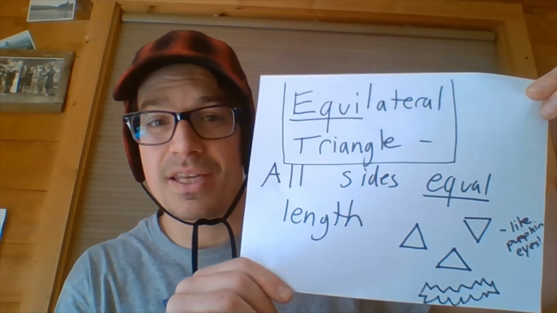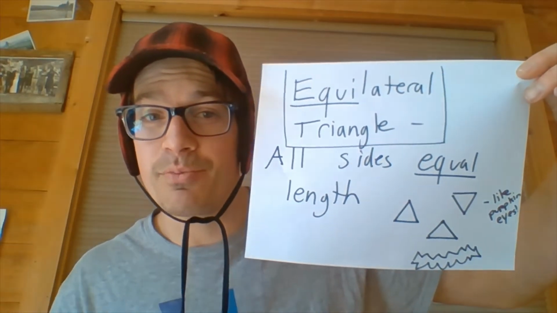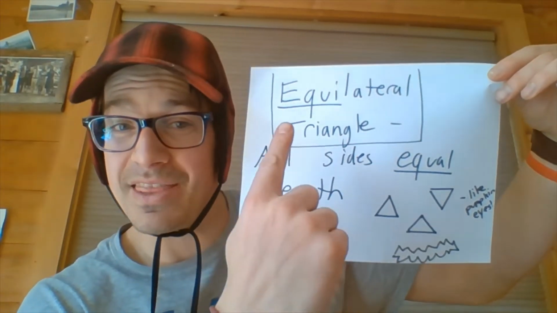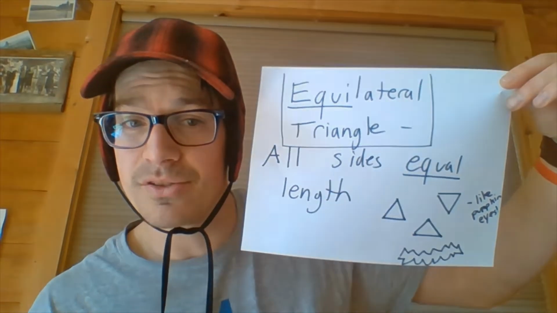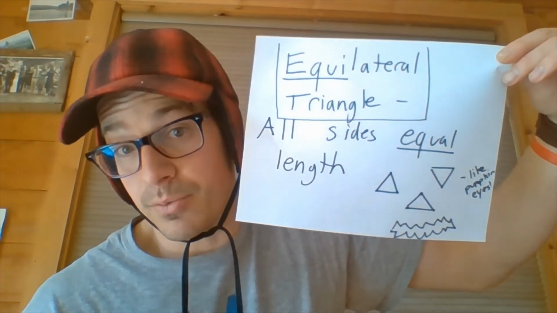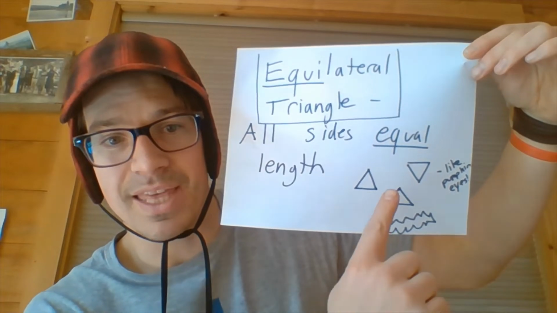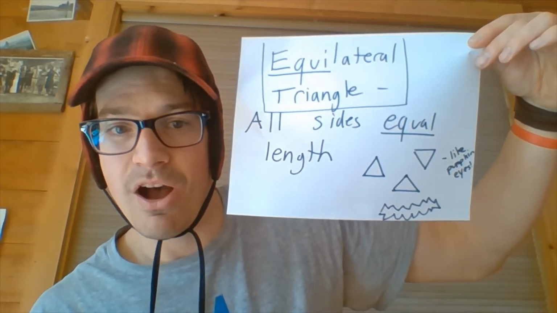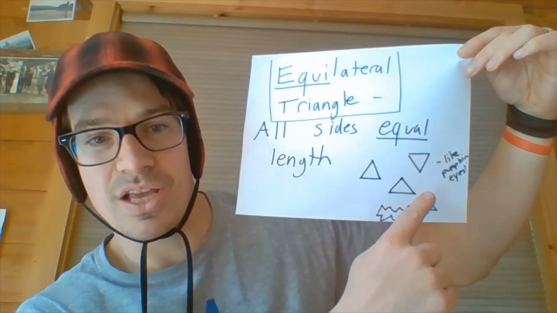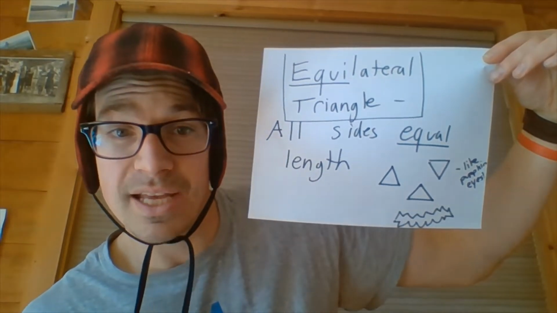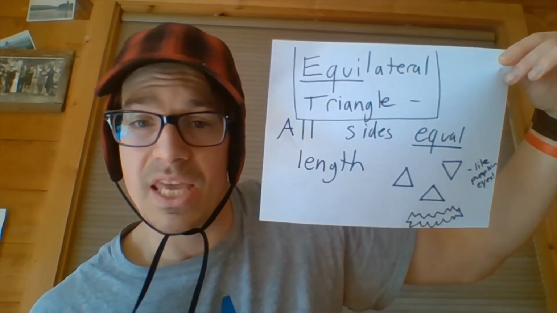Let's start with the easiest one to remember, equilateral. It's pretty easy because the definition is in the name. We have equilateral triangles. All sides are equal length. I like to think of them as like the eyes on a pumpkin. They look like this, like basically a classic triangle. All sides are the exact same length. Equilateral.